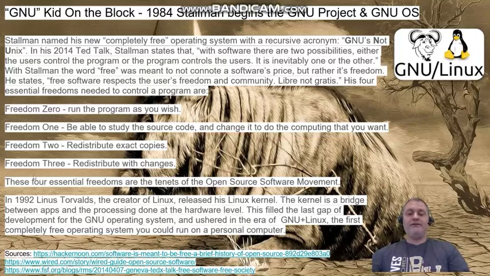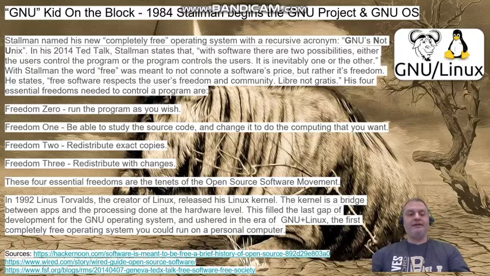Now, in 1992, there was a man named Linus Torvalds. He was the creator of Linux, and we'll talk more about him in a minute. He released this thing called the Linux kernel. Linux was another open source and free operating system. The kernel is a bridge between apps and the processing done at the hardware level. Well, the release of Linus Torvalds' Linux kernel filled the gap of the development of the GNU operating system.